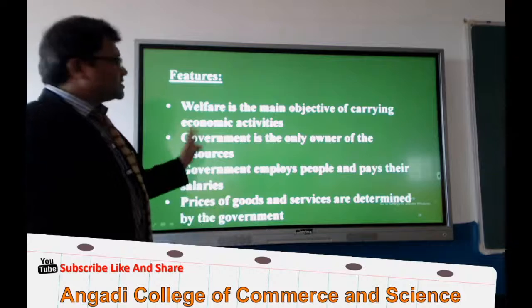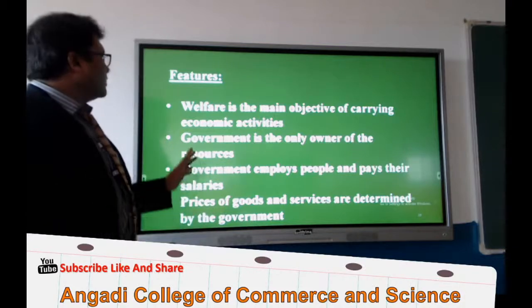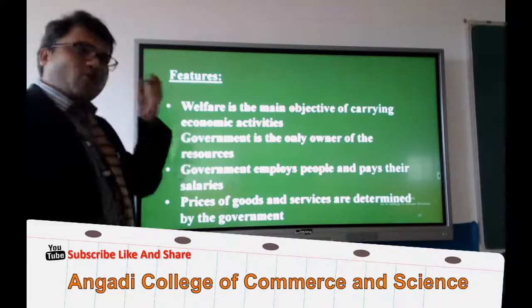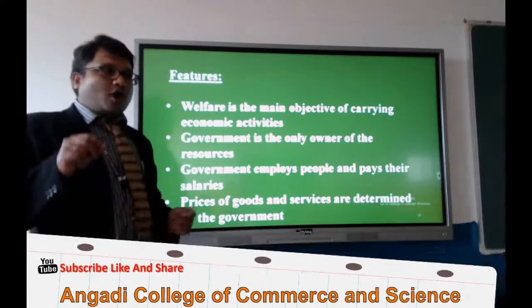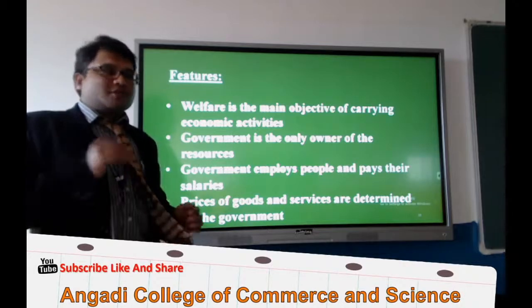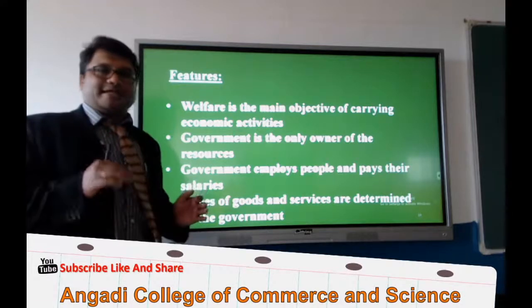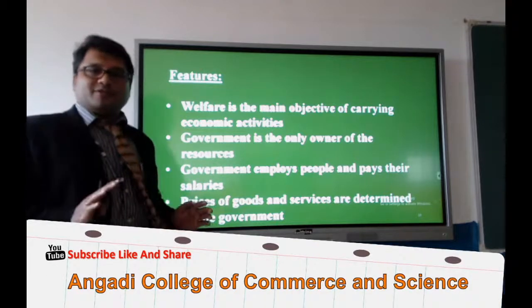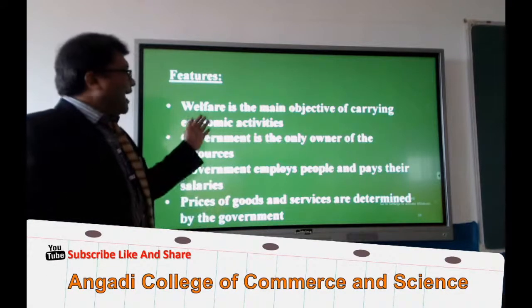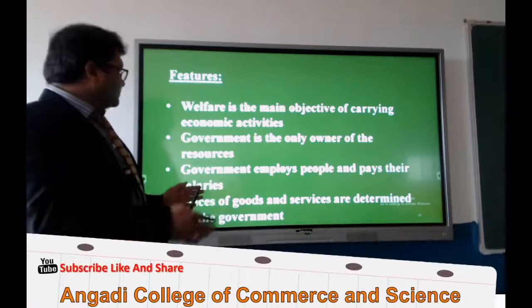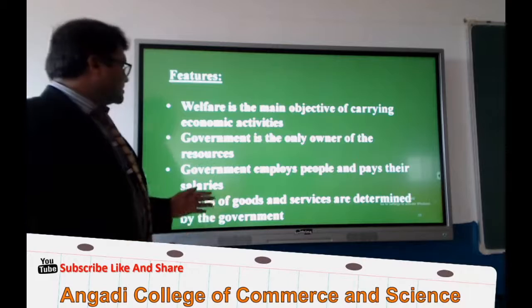Then these are the features of a centrally planned economy. First, welfare is the main objective of carrying out economic activity. Not much importance is given to profit maximization. In such economies, the government will say that profit is not very important for us, welfare of people is very important, and accordingly they will follow that philosophy and carry out the businesses.